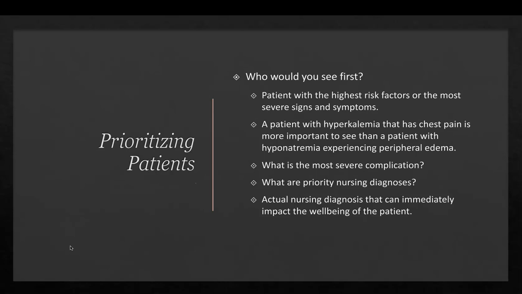And then your actual nursing diagnosis is something that's immediately impacting the well-being of the patient. You'll get to know your nursing diagnosis. If it's a patient who's at risk for developing something, they're not oftentimes as serious. They're usually not going to be who you'd see first. You're going to see the person who has an actual diagnosis. So you have a patient who has impaired cardiovascular functioning. That patient is more serious than a patient that's at risk for GI disturbances.